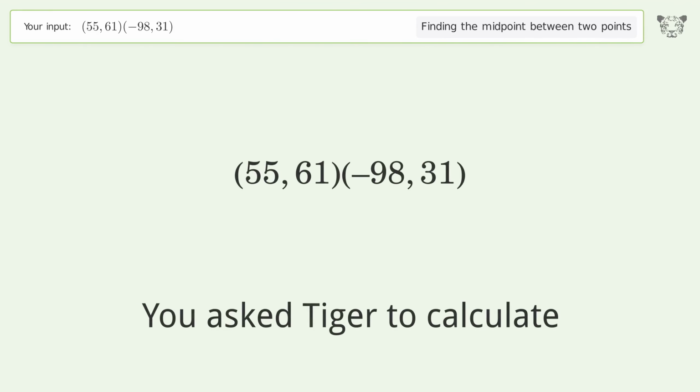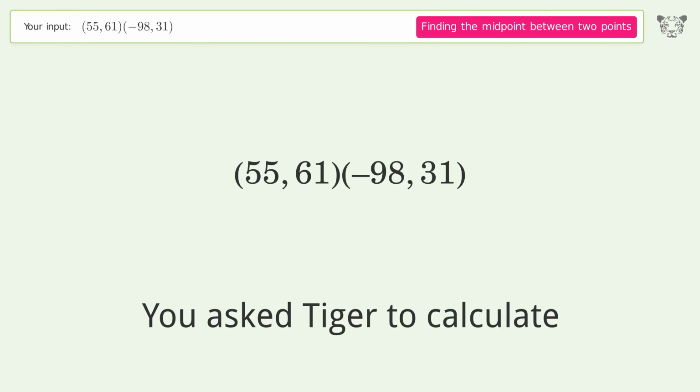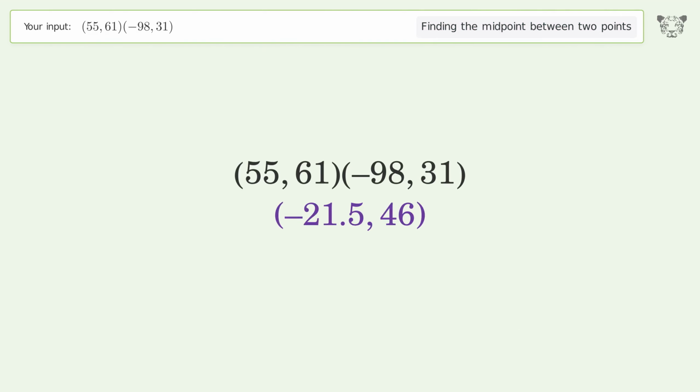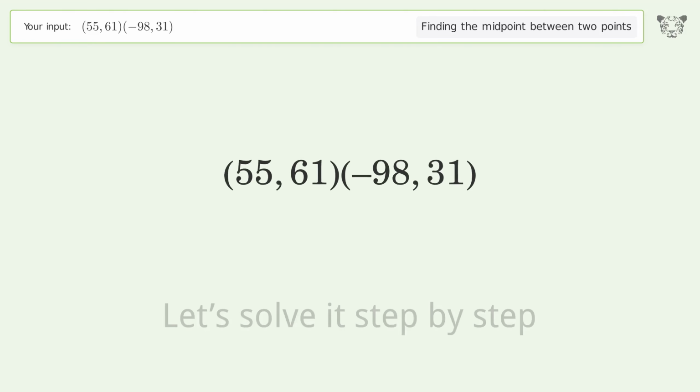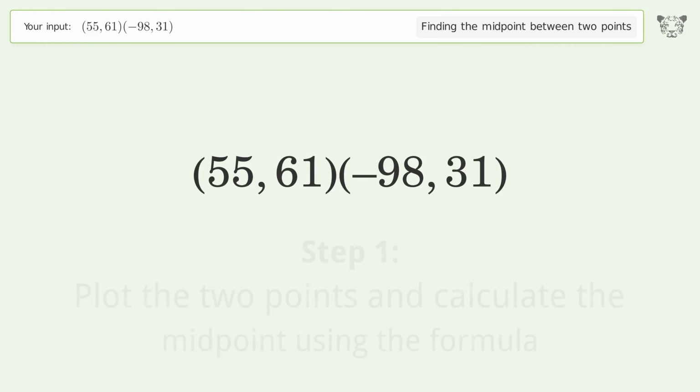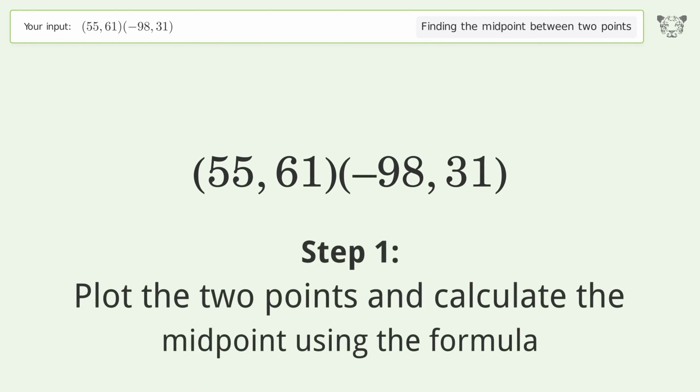You ask Tiger to calculate. This deals with finding the midpoint between 2 points. The midpoint between the 2 points is negative 21.546. Let's solve it step by step. Plot the 2 points and calculate the midpoint using the formula.